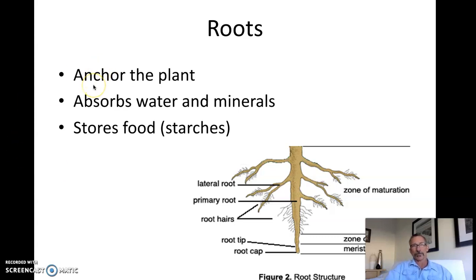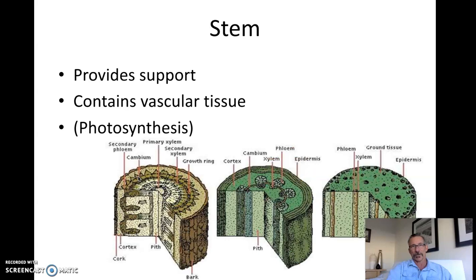So again, back to the roots, they anchor the plant, they absorb the water, which then moves up the plant. And then for many plants, it's a really important place for food storage. We eat some of those roots, in fact, to get food energy from them. Probably the one we might think of first is potatoes, or carrots.